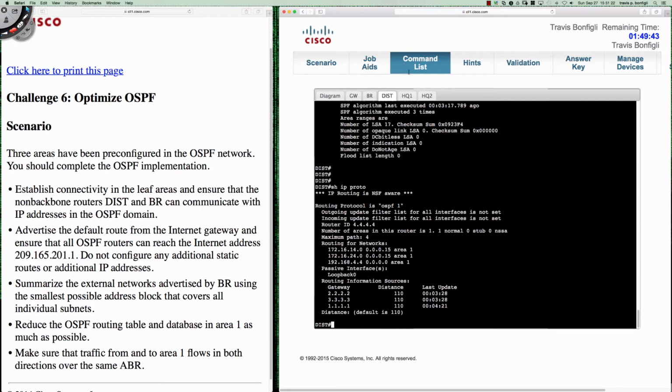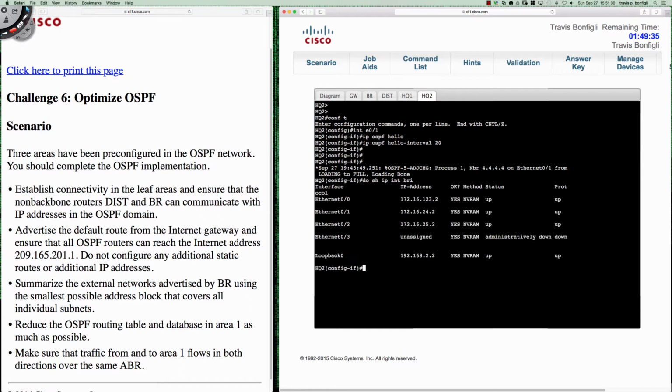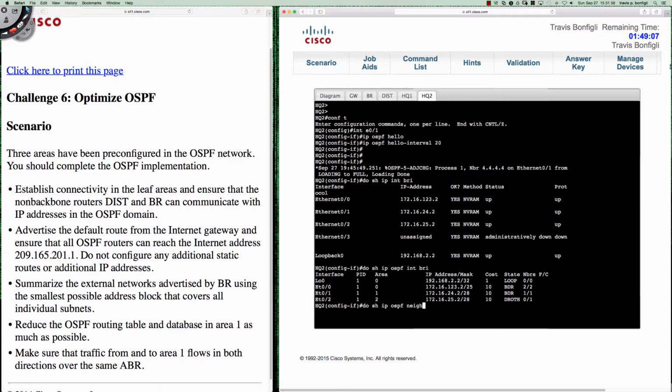So that looks good. So let's go over to HQ2 and say do show IP interface brief, and do show IP OSPF interface brief. All right, so we've got that single interface in area 2. That's good. Area 1 has a single interface, and then we've got two interfaces in area 0. All right, so that actually looks good. Let's say do show IP OSPF neighbor.